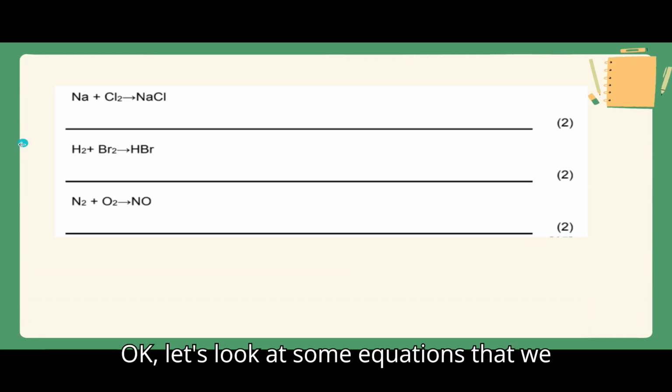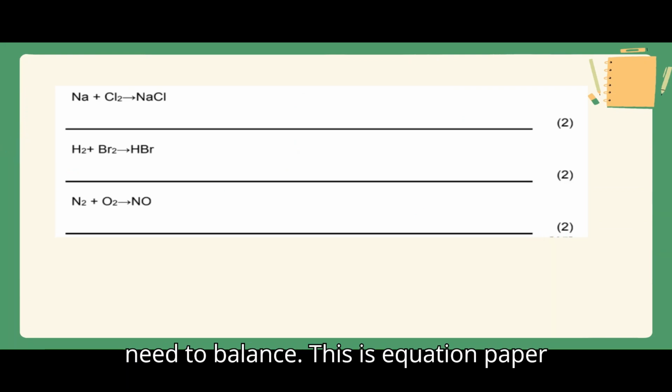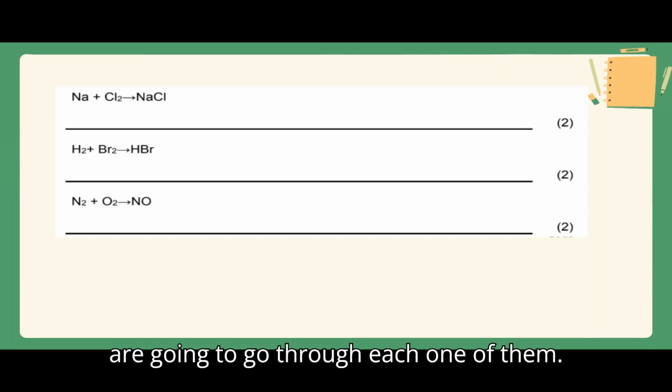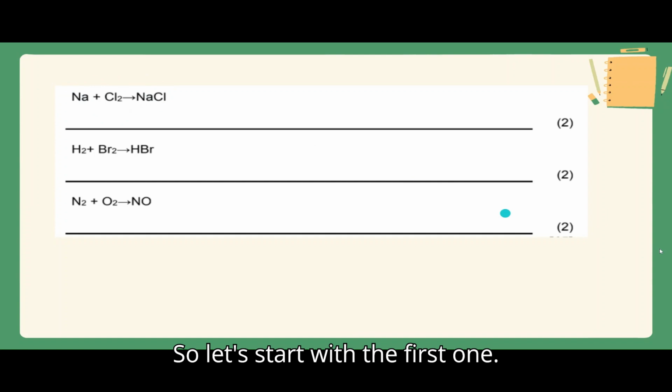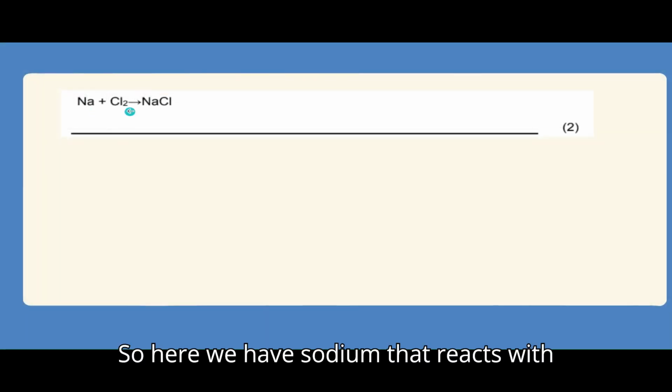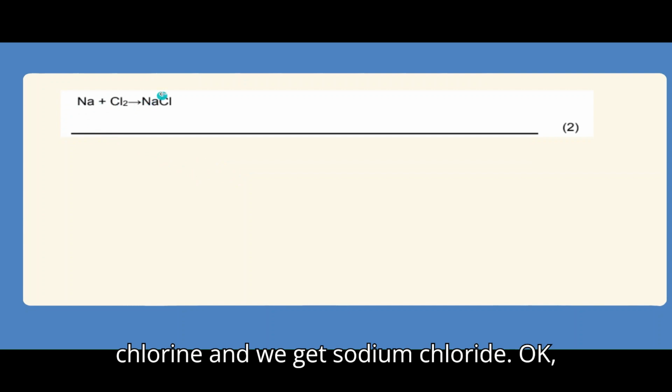Okay, let's look at some equations that we need to balance. This is a question paper with some examples that I found, and we are going to go through each one of them. So let's start with the first one. Here we have sodium that reacts with chlorine, and we get sodium chloride.